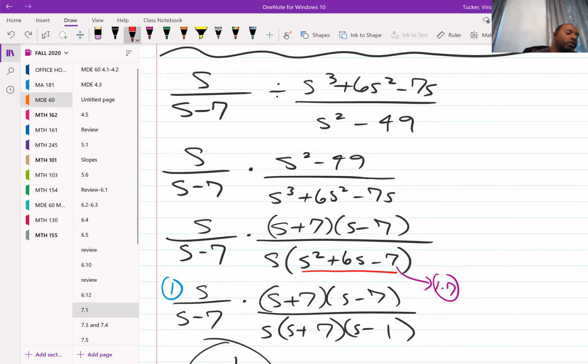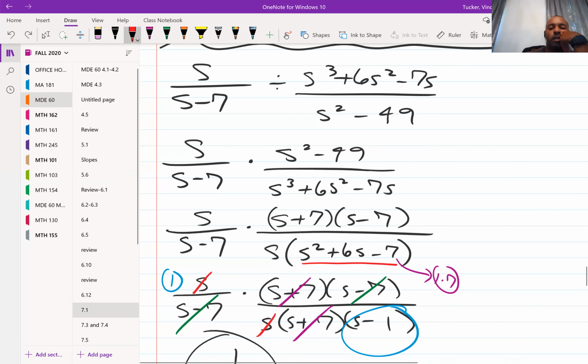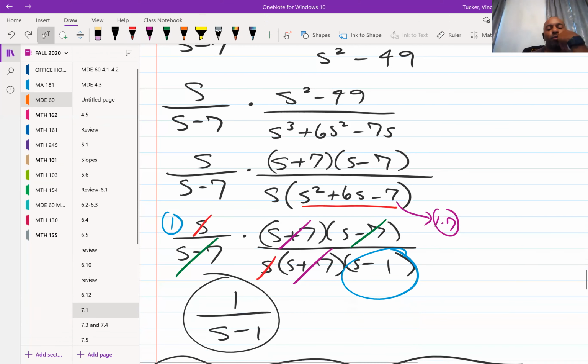All right, any questions before we cancel? Once you change that division sign to multiplication and flip your fraction, it is the same process as what we did before. Factor out completely, then cancel out what's in common. Everything in the numerator cancels out completely, leaving you with 1. And everything in the denominator cancels out except for s minus 1.